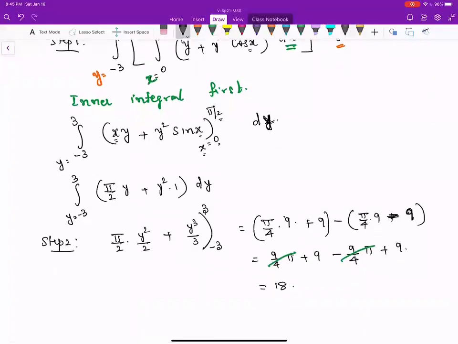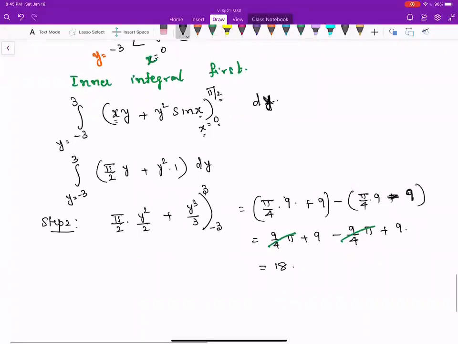So as a conclusion, we can say the double integral as given in the problem, negative 3 to 3, then 0 through pi by 2, of y plus y square cosine x dx dy, is equal to 18.